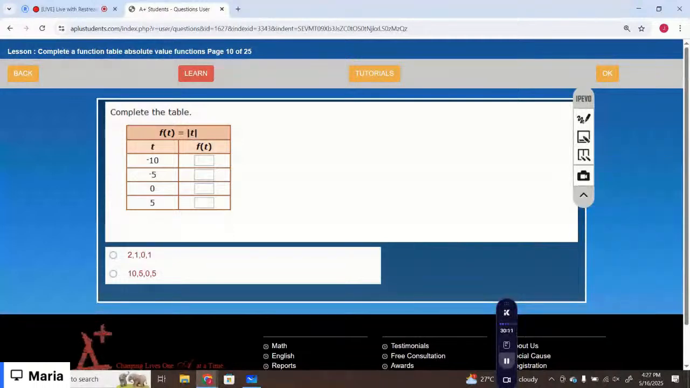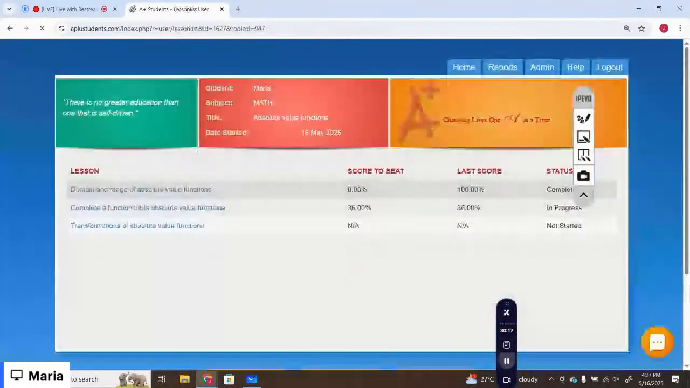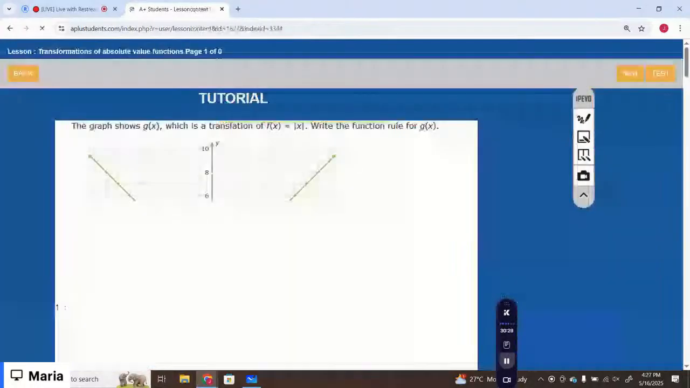Okay, you can complete the lesson by yourself today. Let me just move to the next bit. That is transformation of absolute value functions.